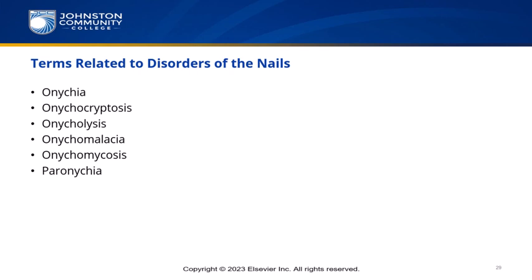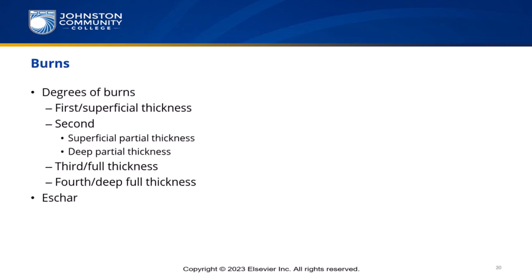And finally, to wrap it up, we have paronychia, which is an inflammation of the skin surrounding the nail. This can happen when an individual, for example, chews their nails and they become inflamed. Next, let's talk about burns.